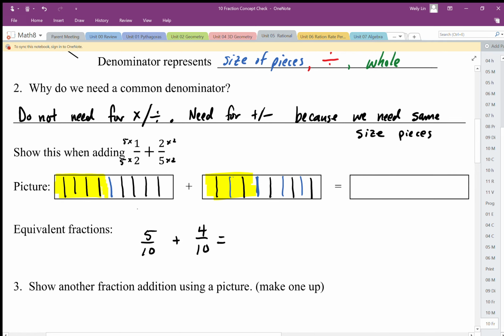And so now that I have the same size pieces, I can add the numerators, and the denominator represents the size of pieces. Well, they don't change when I multiply, so I have 9/10. I should just draw this a little bit better. So there I have, I'm going to shade in 9 out of 10 pieces. So there's my first 5, and I have 4 more to make my 9/10.